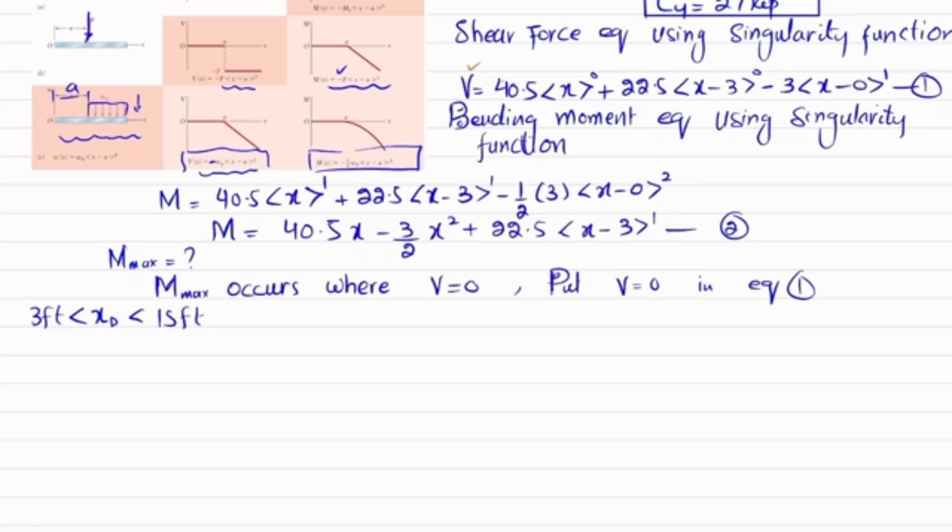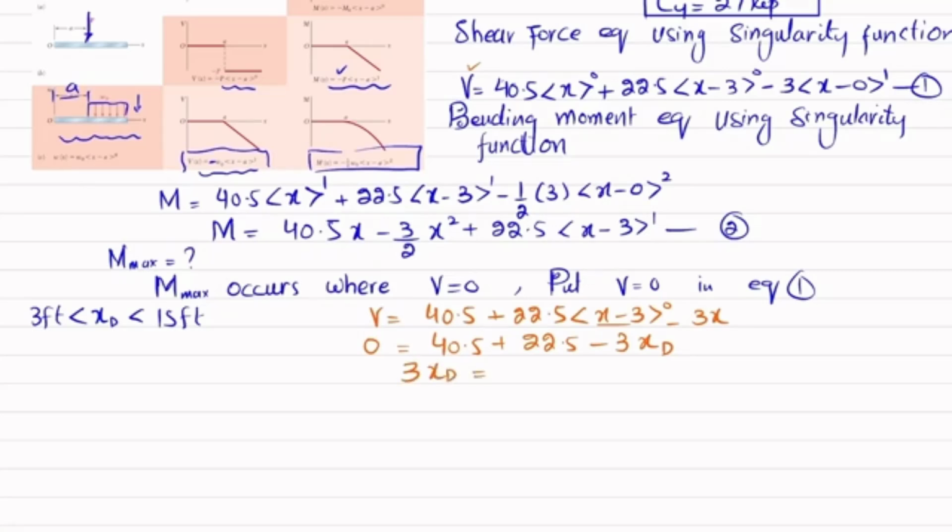So we'll put it in this equation, which is V equal to 40.5, because X power 0 is 1, plus 22.5 into X minus 3 power 0, minus 3X. We will put V equal to 0. So it will be 40.5 plus 22.5, this term will also be equal to 1 because anything power 0 is 1, minus 3. We will replace this X with d, because we are going to find the distance at which shear force is equal to 0. So 3xd is equal to 40.5 plus 22.5, which is 63, and xd will be equal to that divided by 3.